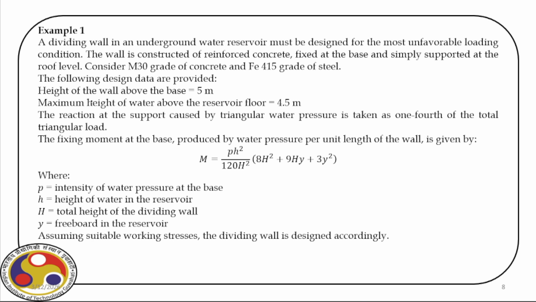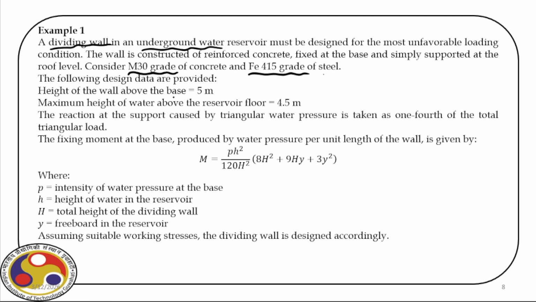Let us take an example. In this example, what we have is a dividing wall in an underground water reservoir, and this wall needs to be designed. We have M30 grade of concrete and Fe415 grade of steel, and the geometric data is given.